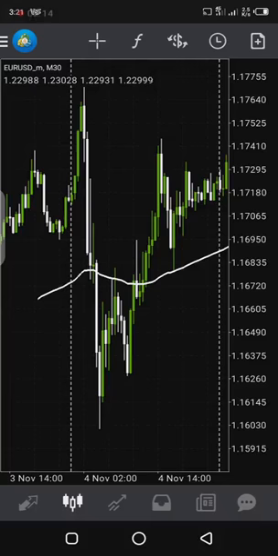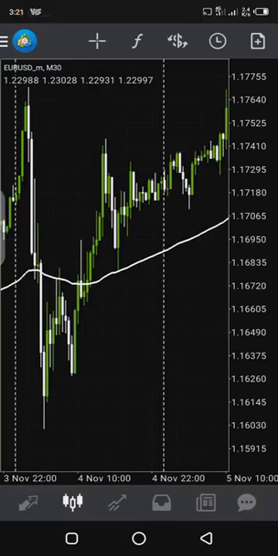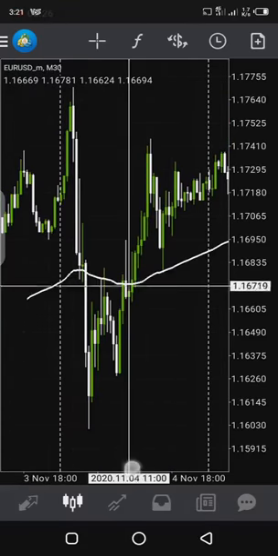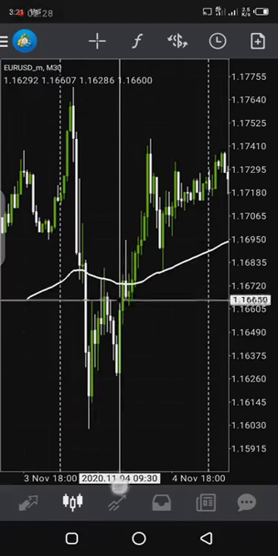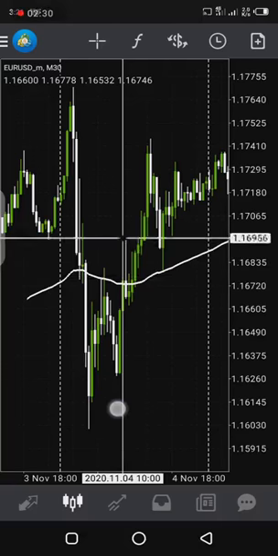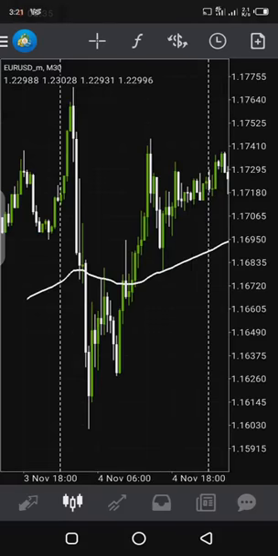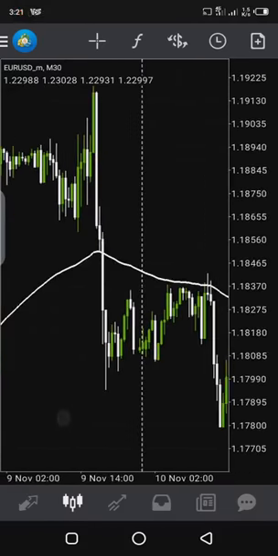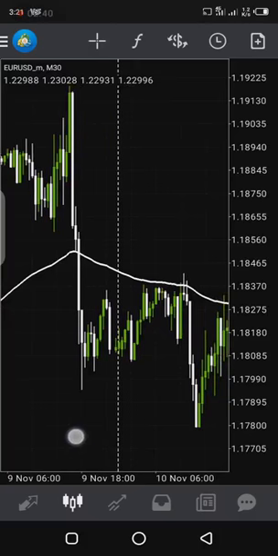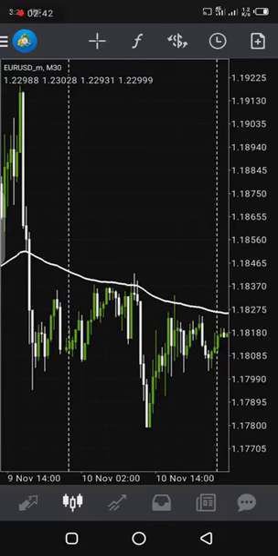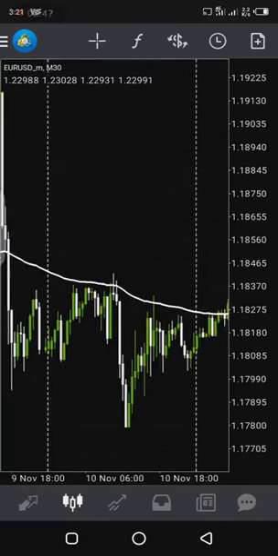With the 50 moving average, what we'll be looking for is a breakout and a retest. When I say breakout and retest, you can see this place. It broke out here, came back to retest, and boom. Now that's not the whole strategy. You look for a clear breakout and an engulfing candlestick.